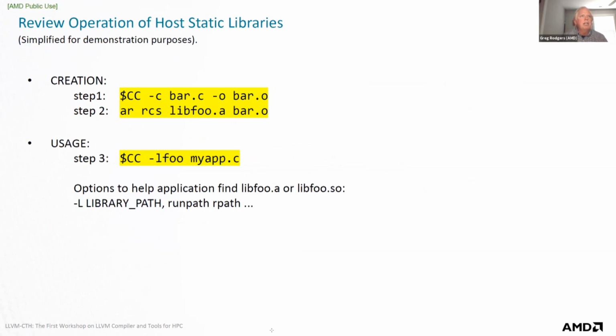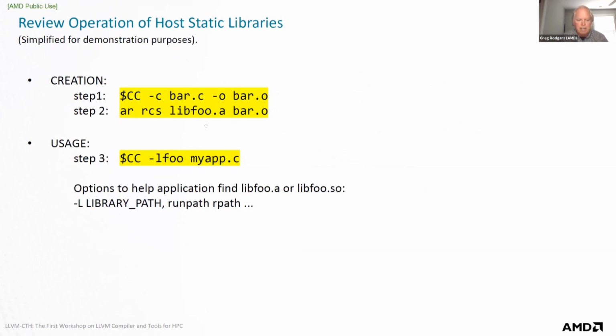Now I want to take a quick review here, very simplified for demonstration purposes. This presentation will go rather quickly, so I can stop and answer questions if you have them. I just don't see the chat right now, so you'll have to interrupt me. So, a quick review of how host static libraries work: you compile something into an object file, bar.o, and then you archive that file into an archive file, libfoo.a.